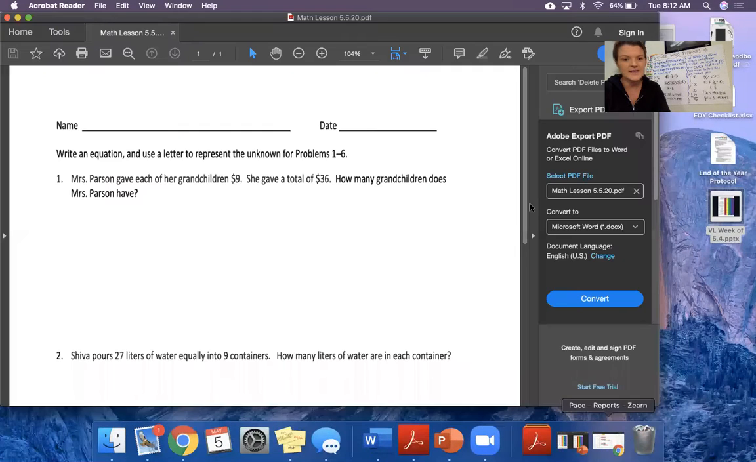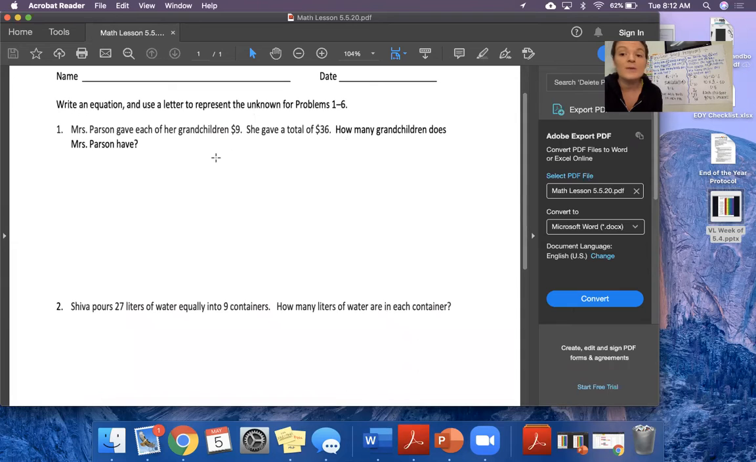And it looks like this. And it says up at the top, write an equation and use a letter to represent the unknown. So just like we did up here. You have 3 questions. Make sure you do RDW. Read it, draw to model, write your sentence. Don't forget to use your unknown.